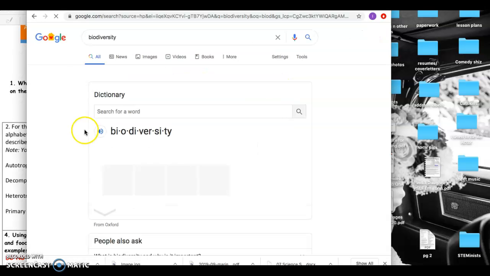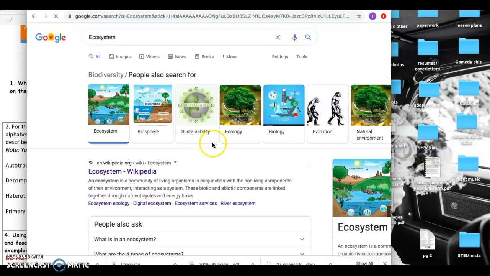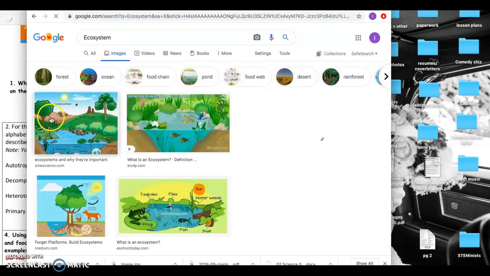What is biodiversity? Biodiversity is the variety of life in the world or in a particular habitat or ecosystem. So if an ecosystem is biodiverse, that basically means that there are a lot of different things going on in that ecosystem, okay? So let's look at this. This says ecosystem, right? So let's look at this picture real quick, if it's going to let us.